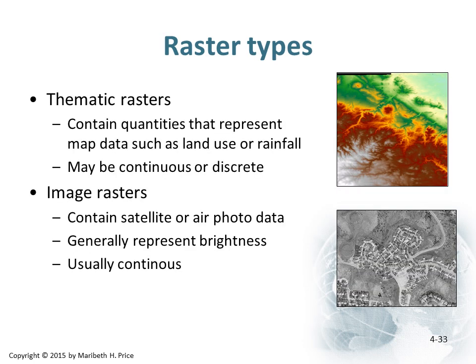We can also have thematic rasters and image rasters. Thematic rasters can contain quantities that represent map data such as land use or rainfall. And they can be either continuous or discrete. And then there's image rasters or pictures. These are basically satellite or aerial photos, and they generally represent only two things: the brightness or some sort of usual continuous color, because the only thing that really is stored in that is the pixel value for the color of that individual pixel, and then collectively it shows up as an image, but it doesn't actually infer a specific value other than what the color is in each pixel.